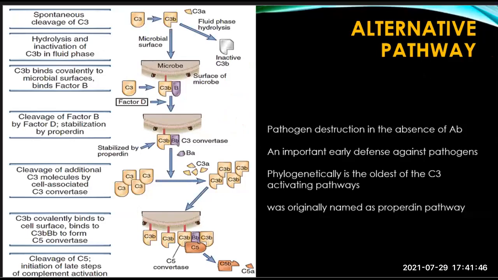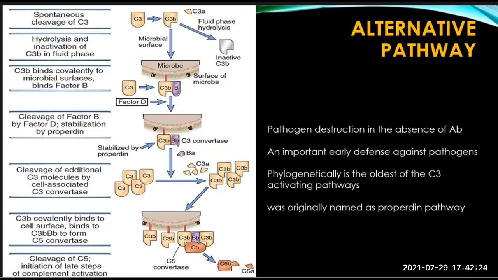Now we are on the alternative pathway and how it is initiated or triggered. Pathogens can be destroyed in the absence of antibody by means of the alternative pathway, which acts as a part of the innate or natural pathway. Is it antibody dependent or independent? It's antibody independent. In the absence of antibodies, pathogens can be destroyed with your alternative pathway.